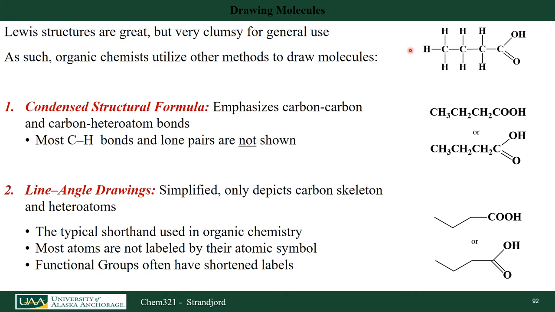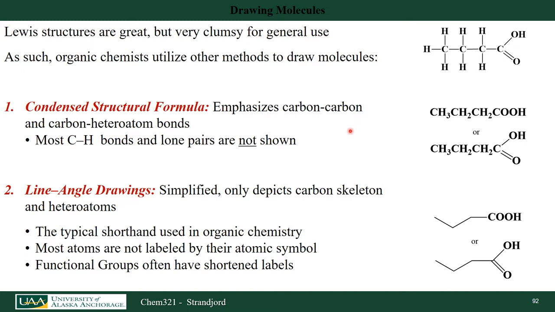Lewis structures are great, but they can be very clumsy for general use. There's just so much drawing that you have to do to draw an organic molecule. As such, we often utilize other methods to draw organic molecules. One common methodology is the condensed structural formula, where we emphasize the carbon-carbon and carbon-heteroatom bonds. Heteroatom meaning things like oxygen and nitrogen and sulfur, things that are not carbon or hydrogen.